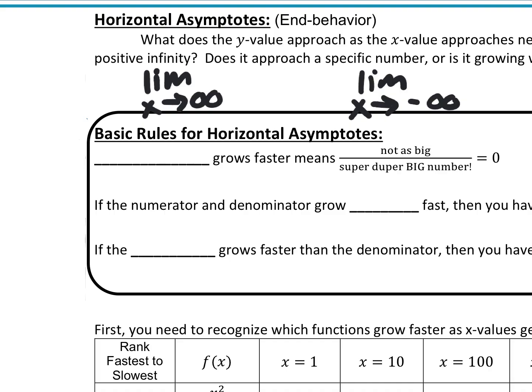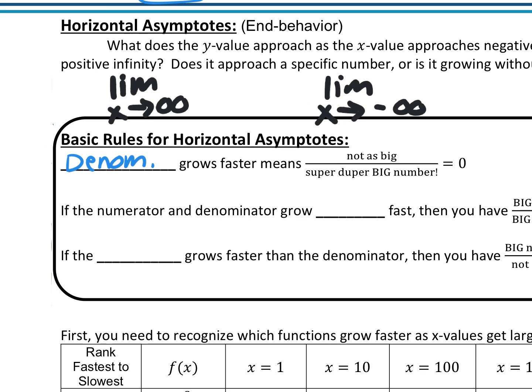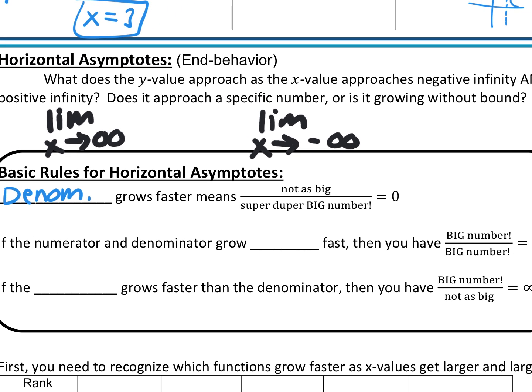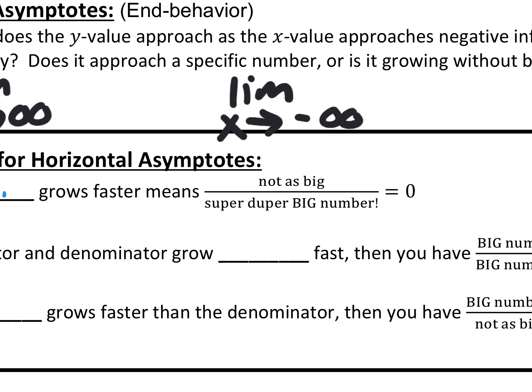The first rule is that if the denominator grows bigger, what does that mean as x gets super big? That means you have a number that's not growing as fast, so you get a not as big number on top over a huge number on the bottom. And if you have a not as big number on top and a huge number on the bottom, it's going to get really, really close to 0.